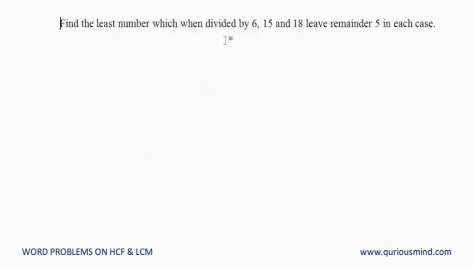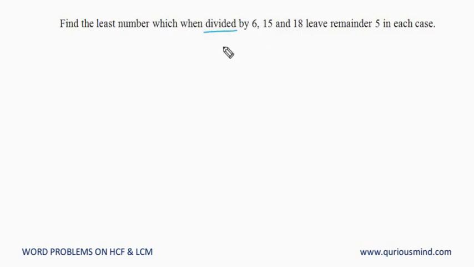Find the least number which when divided by 6, 15 and 18 leaves remainder 5 in each case. So again, we are talking about divided. Divided indicates that we need multiples of them, because the number has to be bigger than them so that we can divide it. So the number we are interested in is a multiple, and hence we are looking at LCM.